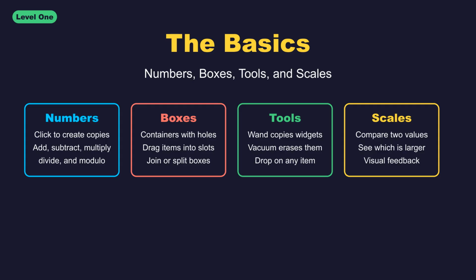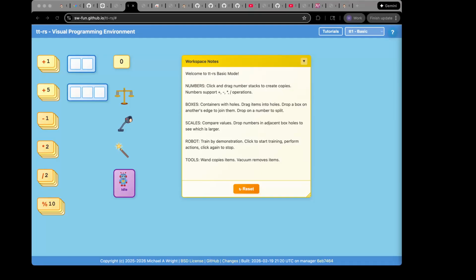Level 1 introduces the basics. Numbers can be clicked to create copies. Drop one number on another to add them. Boxes are containers with numbered holes. Tools include the scales for comparing, the wand for copying, and the vacuum for erasing.